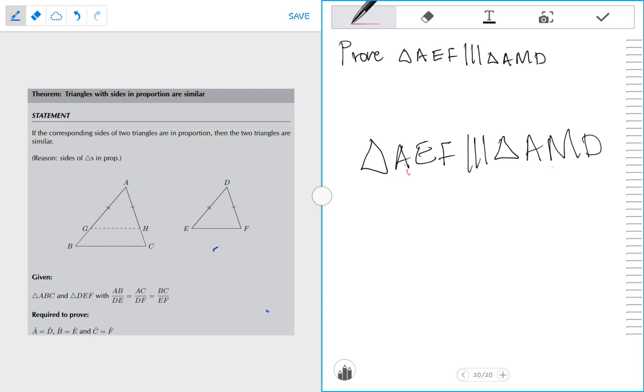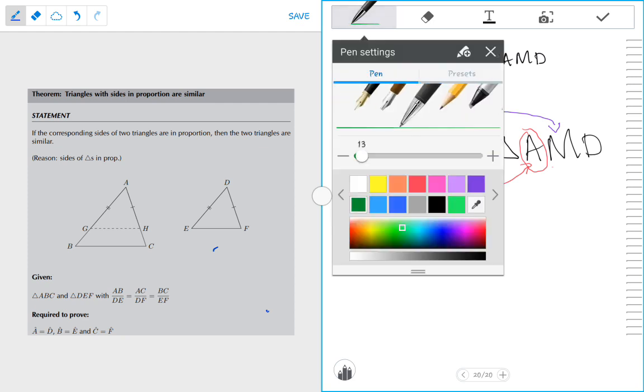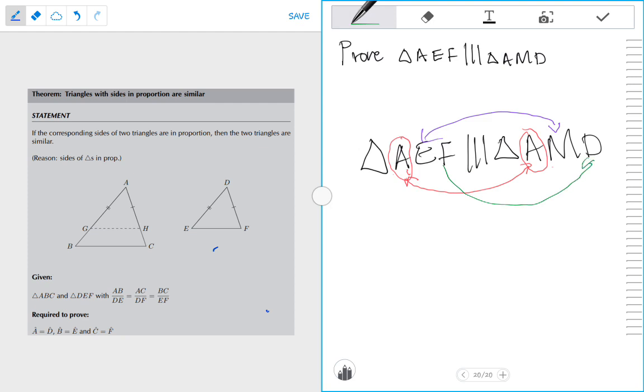Here, the first letter corresponds to this first letter. I'm saying this A and this A are equal. If you check the diagram you're given, you will get that this A is equal to this one, and this E is equal to M, and F is equal to D. So you're given the answers, and you just need to find the reasons.